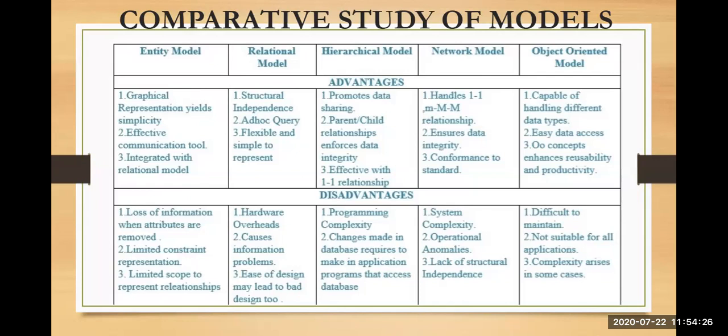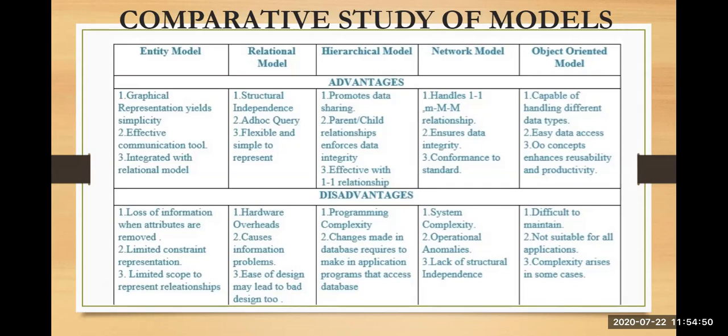Now let us see the disadvantages of each of them. When I talk about disadvantages, let us start with the entity model first. So here the first is loss of information when attributes are removed. Here you are joining one entity to another. So whenever your attributes are removed, the entity will not have anything to represent. So there will be a loss of information here.